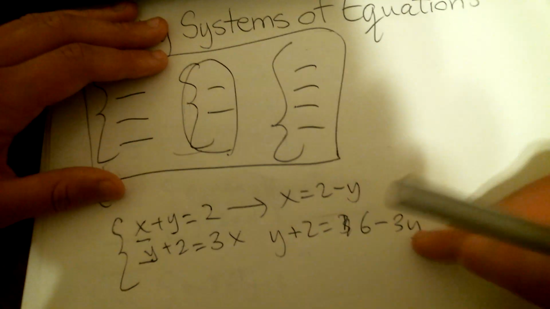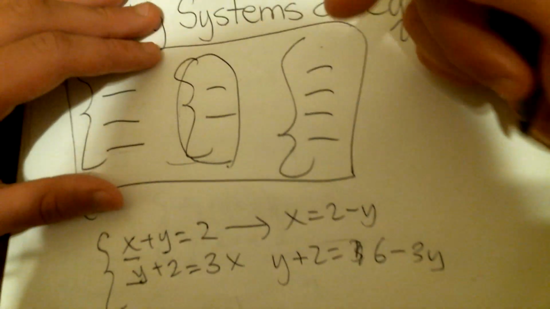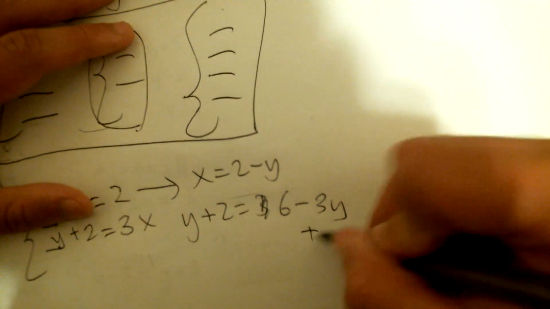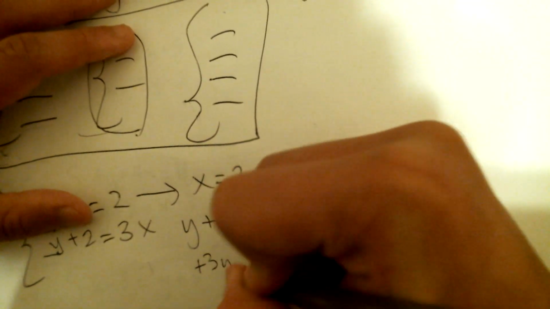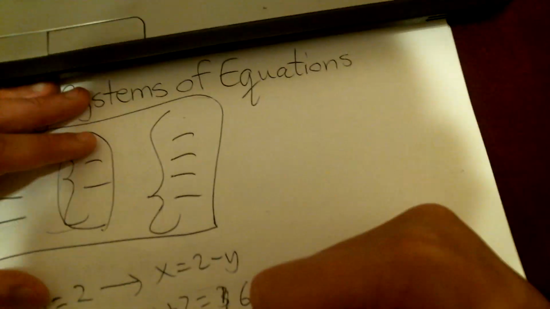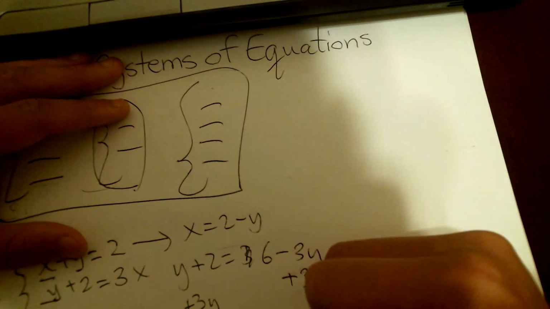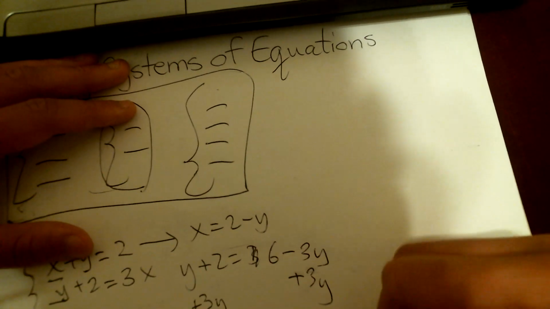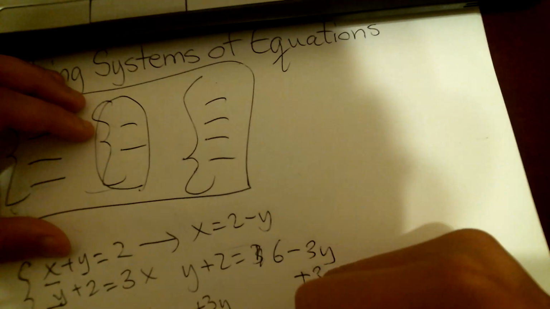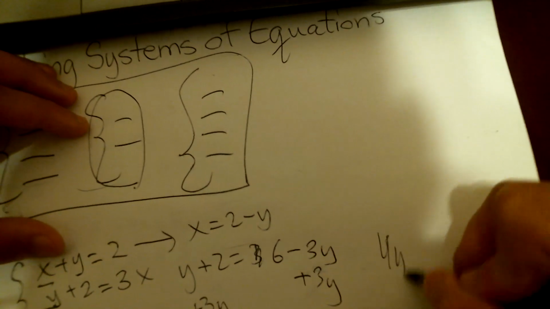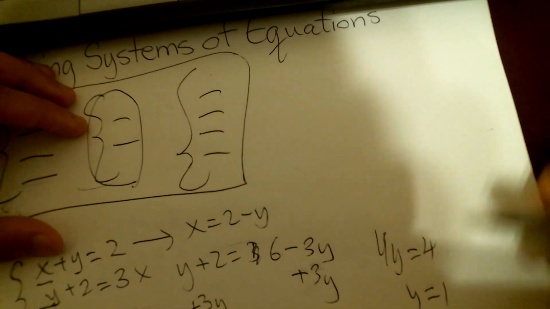And then we can make the y's go onto one side and the numerical values onto the other. So we can add 3y to both sides. So 4y plus 2 equals 6. Then we can subtract 2 from both sides. This will cross out, and this will be 4. So 4y equals 4, so y equals 1.